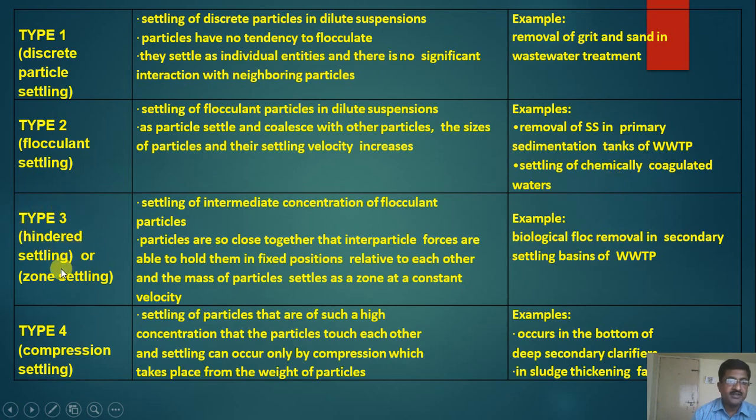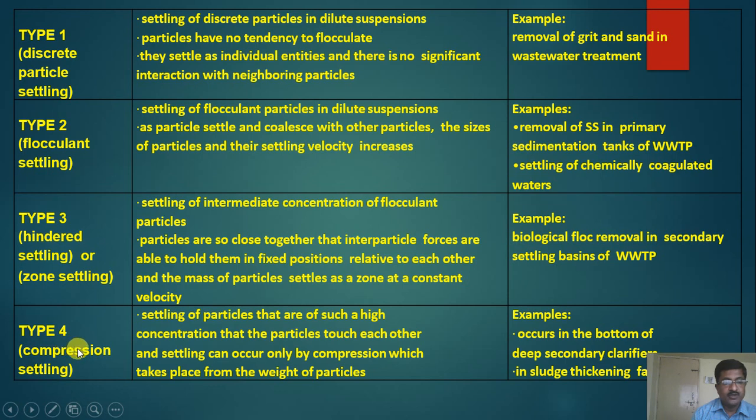Type 3, hindered settling, which is also called zone settling. Settling of an intermediate concentration of flocculant particles. Particles are so close together that interparticle forces are able to hold them in a fixed position relative to each other, and the mass of particles settles as a zone at a constant velocity. Now, what is the example? Biological floc removal in the secondary settling basins of a wastewater treatment plant.